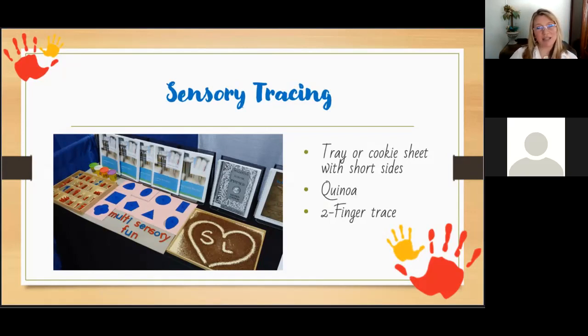Has anyone on the session today done the sensory tracing with quinoa?